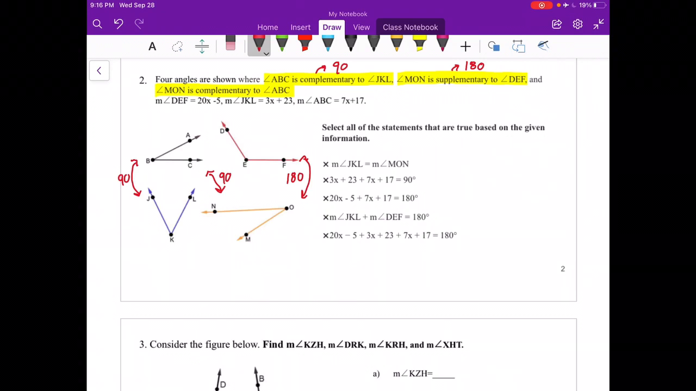What we want to do before we even look at the statements that were given is see if we can kind of deduce some information on our own. And to do that, we're going to need those 3 algebraic expressions that they give us for angles DEF, JKL, and ABC.